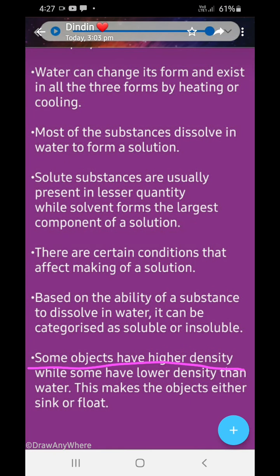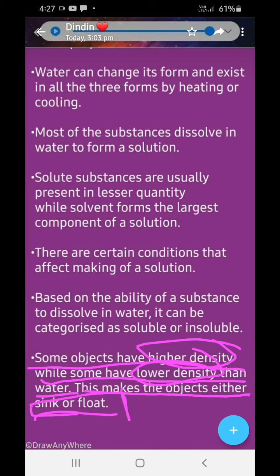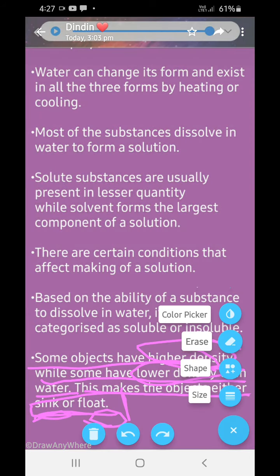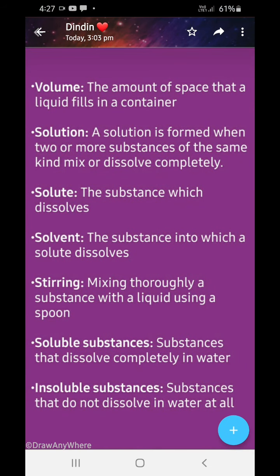Some objects have higher density while some have lower density than the water, and this makes the object either sink or float. Now volume: volume is the amount of space that the liquid fills in the container.